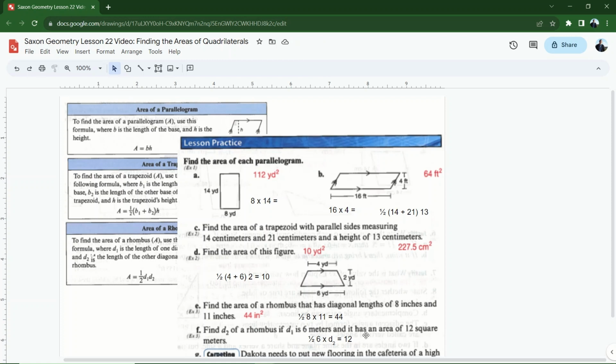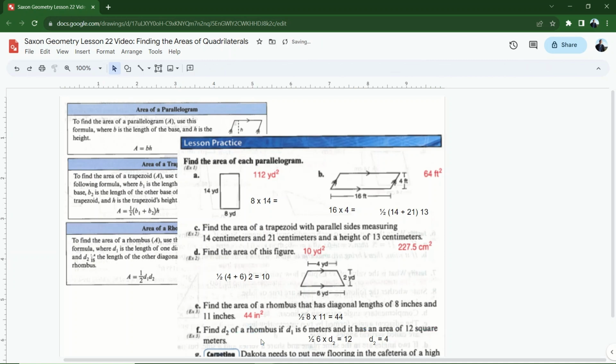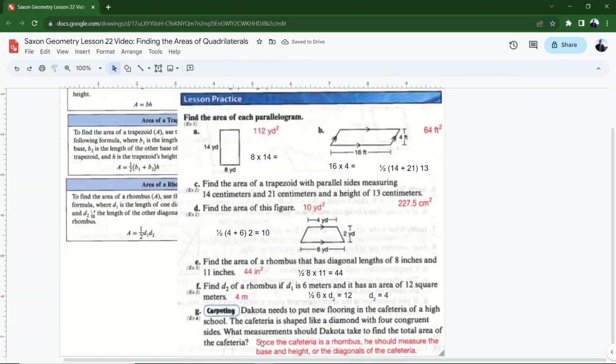This is my equation. Let's see, to solve this, I'm going to just copy it, but we're going to get rid of the half by multiplying both sides by 2. That's going to change this to 24. Then I'm going to get rid of the 6 by dividing both sides by 6. I believe that I get diagonal 2 is 4 meters. Let's see if that's right. And we are correct.